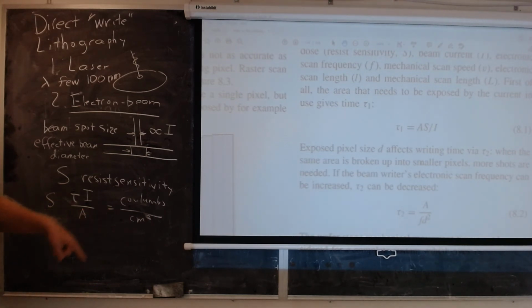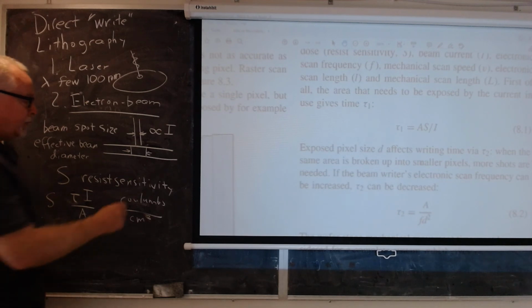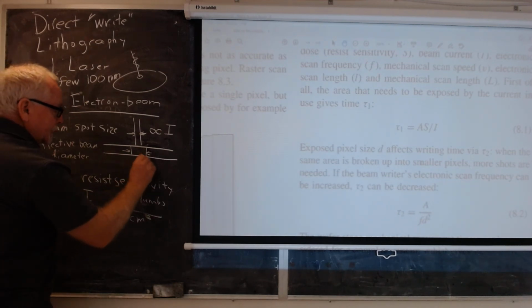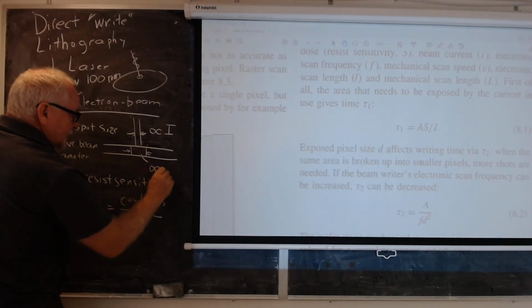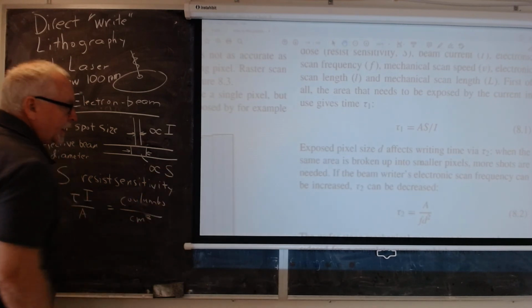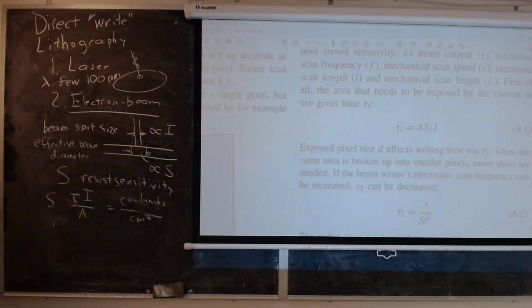Now, what else can you do? Well, you could increase the sensitivity of the resist. Now that doesn't work either, because if you increase the sensitivity, the effective beam width is going to be wider. That's actually kind of an interesting question, why that is the case.